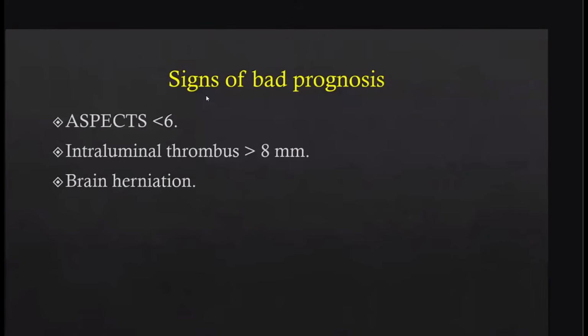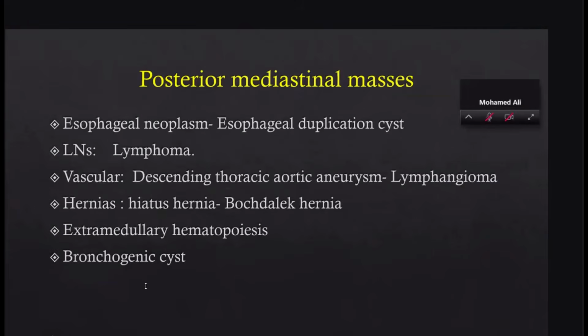We also mentioned the signs of bad prognosis in any case of acute cerebral hemorrhage, acute cerebral stroke or acute cerebral infarction: if the ASPECTS is below 6, intraluminal thrombus or dense sign with a length of more than 8 millimeters, and any type of brain herniation. So these are the signs of bad prognosis.